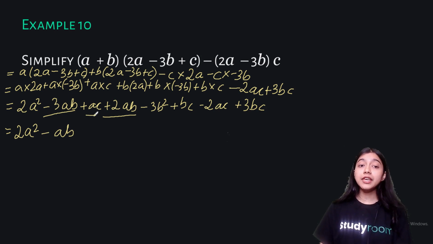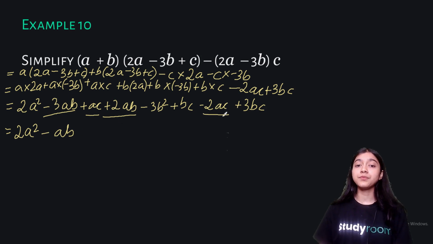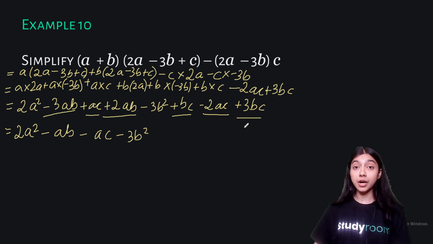Now we have plus ac over here. We have another like term, that is minus 2ac. So minus 2ac plus ac gives us minus of ac. Here we have minus 3b square. So we'll write minus 3b square as it is, because we don't have any other like term for minus 3b square. Now we have plus bc over here and plus 3 times bc over here. So we'll add them up because they are like terms. So I'll write 3 plus 1, which gives us 4 times of bc. So this is our final answer.